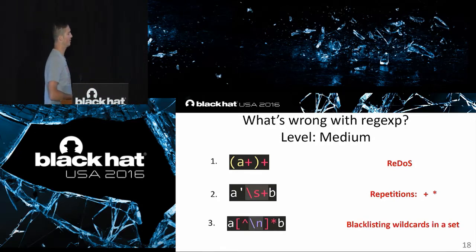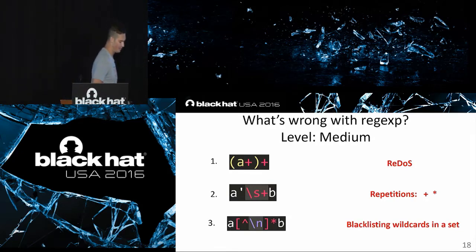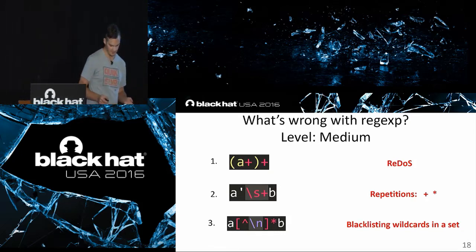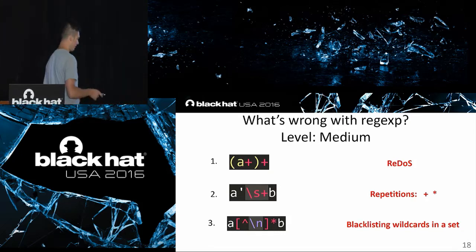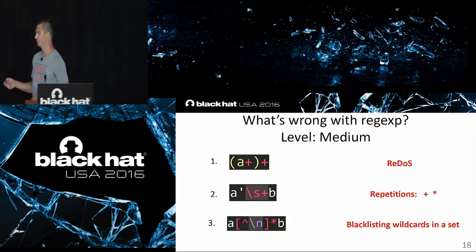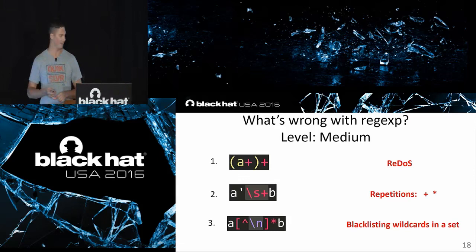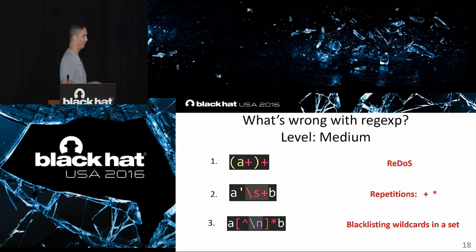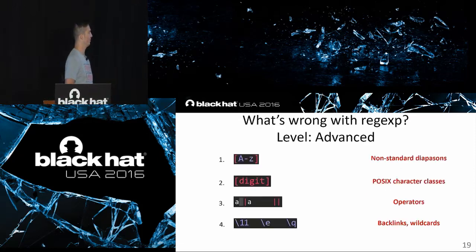Another thing here is that blacklisting wildcards in a set is also not a nice thing, as you can bypass the blacklist by using alternative symbols. So the new line character \n has an alternative of \r, and this can bypass the blacklist.